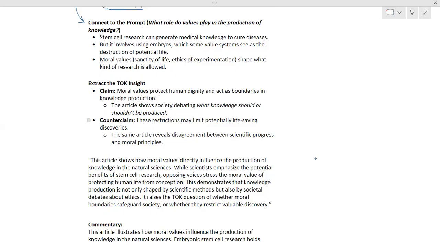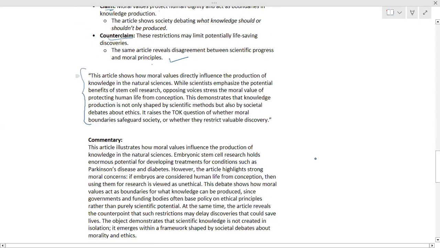Now, what is the counterclaim? These restrictions may limit potentially life-saving discoveries. So from the same article, we get the claim and also the counterclaim. The same article reveals disagreement between scientific progress and moral principles. Now, once you have got all this sorted out, you can move on to making a draft for your commentary on the first object. What would be your draft?